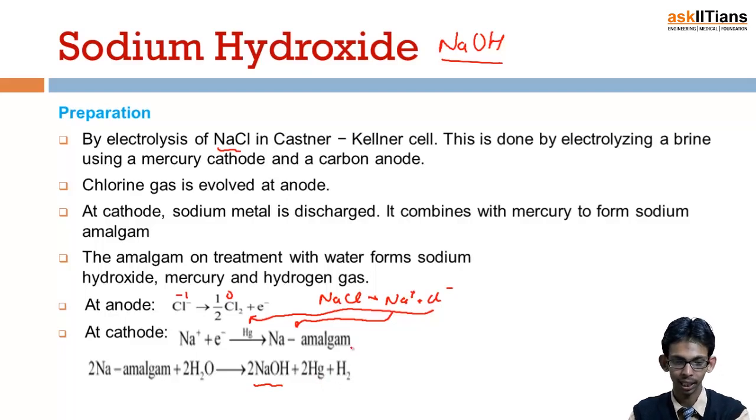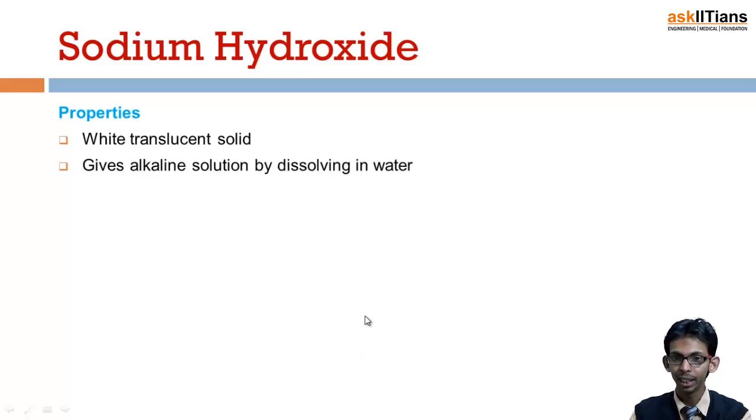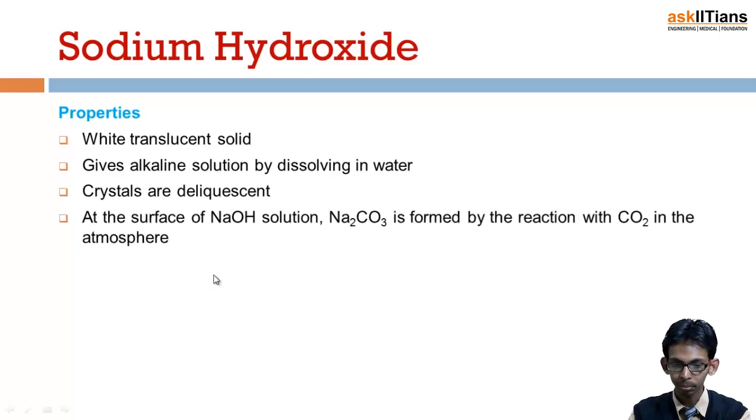and hydrogen gas. Now the properties of sodium hydroxide: it is a white translucent solid. It gives an alkaline solution when dissolved in water, which is a property of alkali metals, because alkali metals form alkaline hydroxides. Crystals are deliquescent. At the surface of NaOH solution, Na2CO3 sodium carbonate is formed by reaction with carbon dioxide in the atmosphere.